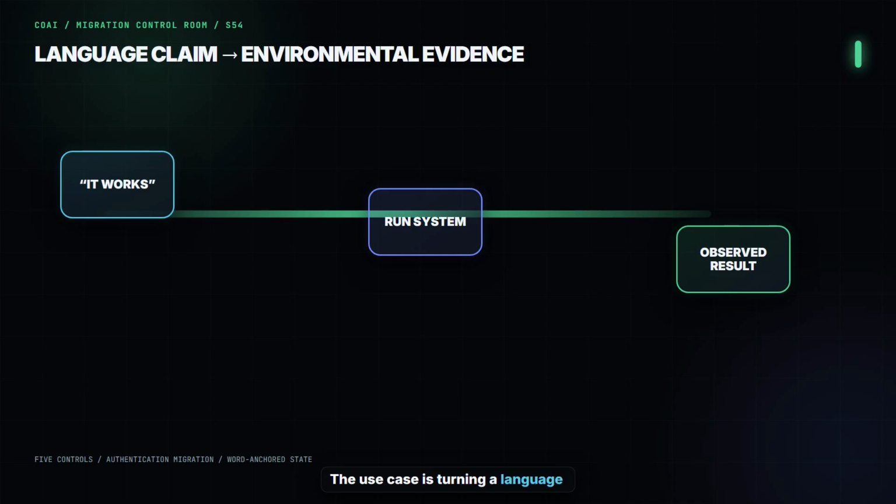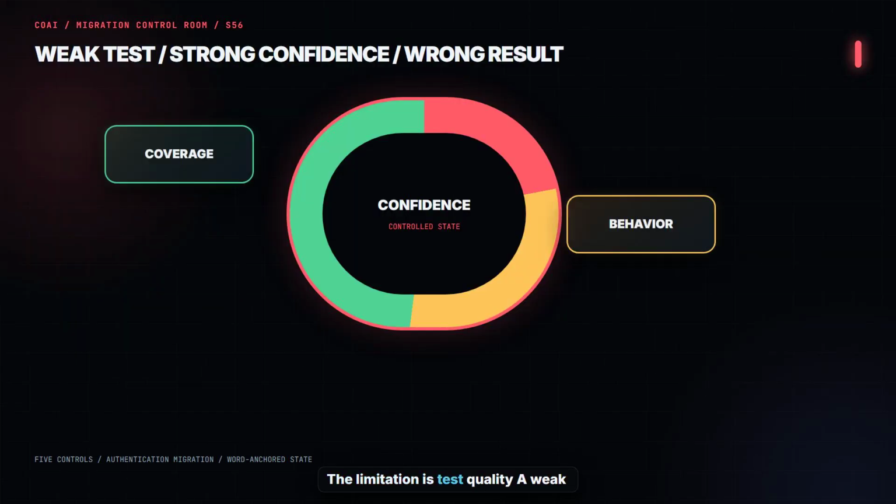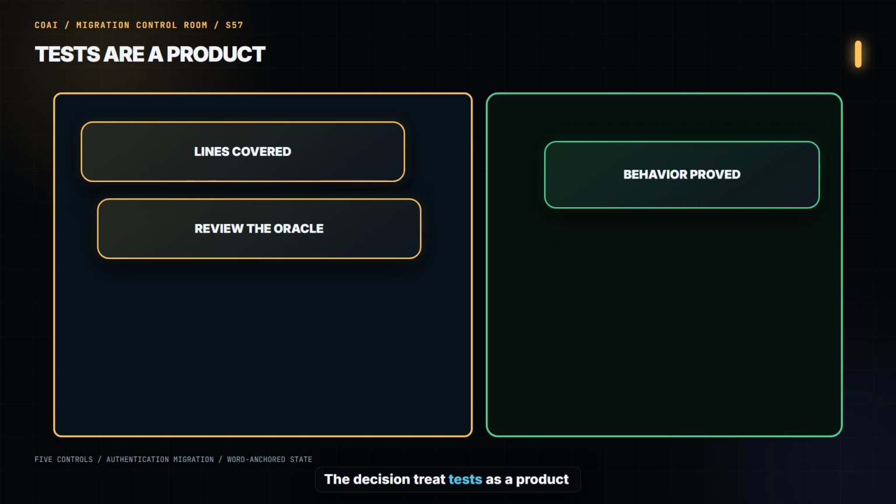The use case is turning a language claim into environmental evidence. The observable example is a failing test becoming green because the implementation changed, followed by the existing suite remaining green. The limitation is test quality. A weak test can approve a wrong implementation with tremendous confidence. The decision: treat tests as a product. Review whether they cover behavior, not merely lines.